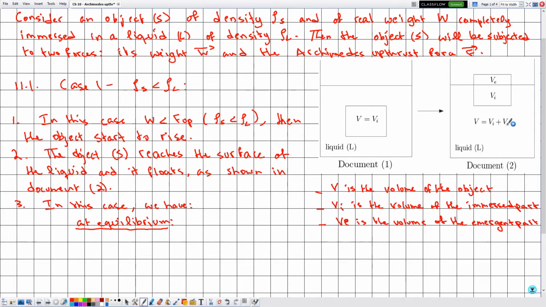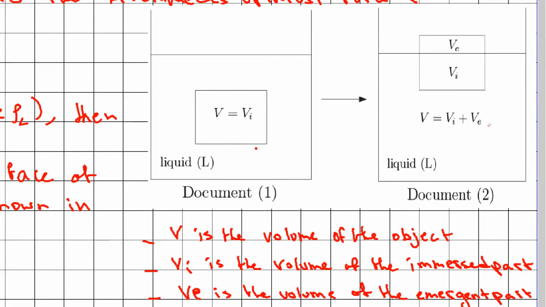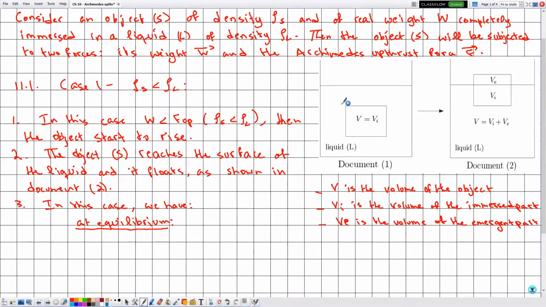Now we are discussing document 2. I repeat, we are not discussing document 1, because in document 1, the solid S was not at equilibrium. It was rising to the top of the surface after we let go of our hand. So how do you apply this condition?